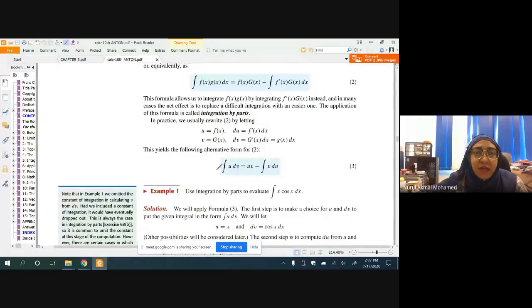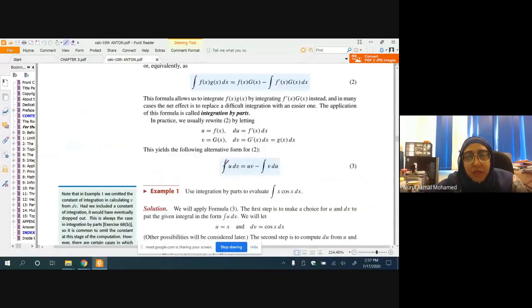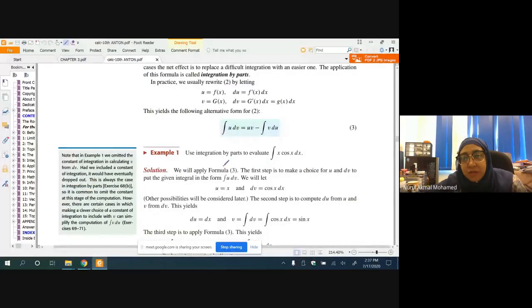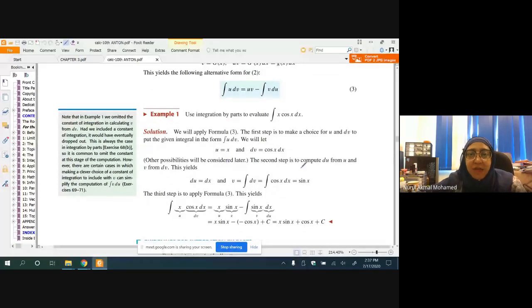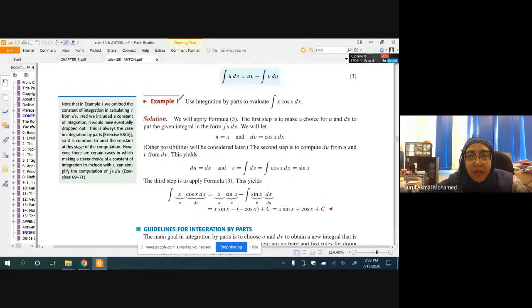Okay, let's look at integration by parts. It is a method that we have learned during secondary school, so I don't want to discuss too much on this, but let's look at some examples before we move on to the next method. Use integration by parts to evaluate the integral of x cos x dx.